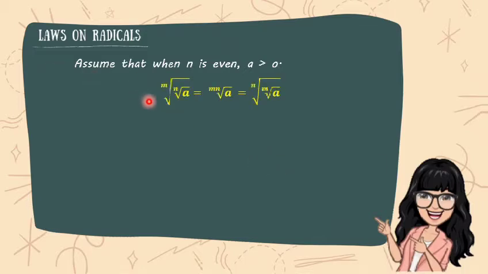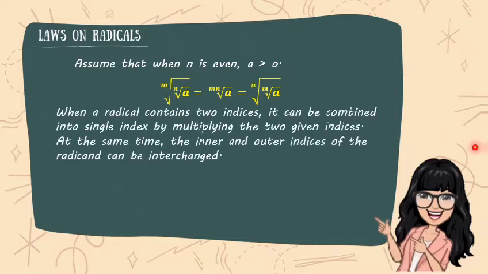The third law on radicals states that nth root of mth root of a is equal to mnth root of a, which is also equal to mth root of nth root of a. This simply means that when a radical contains two indices, it can be combined into a single index by multiplying the two given indices. At the same time, the inner and outer indices of the radicand can be interchanged.